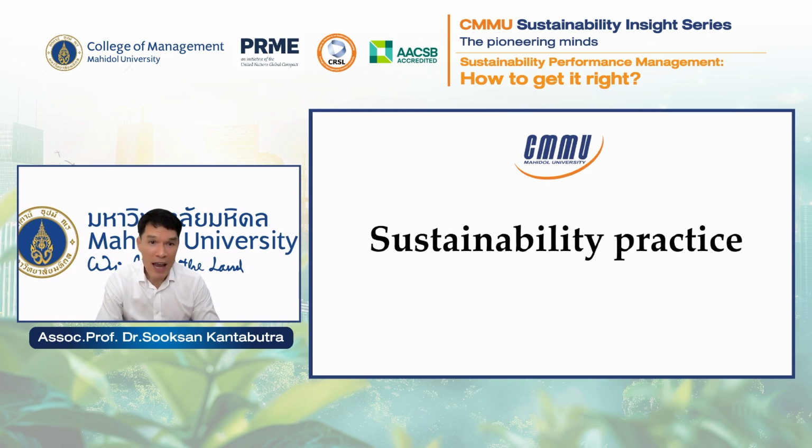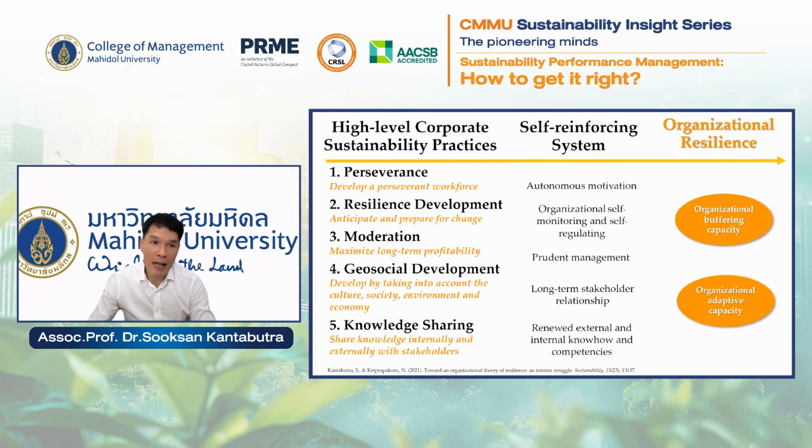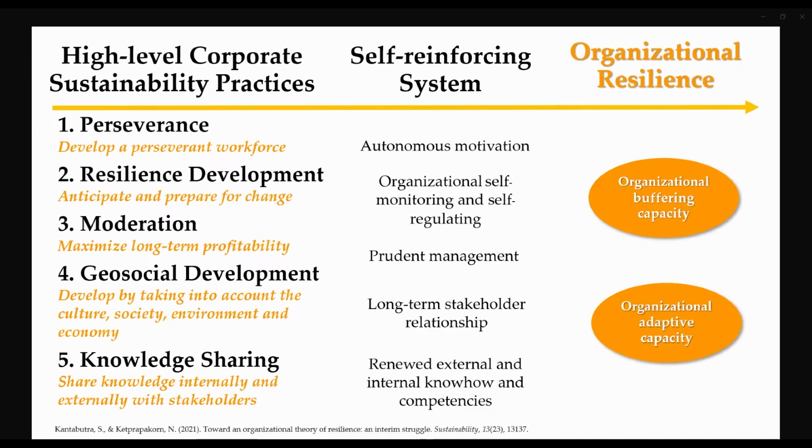Now, once you have the right strategy, the next thing is to practice, the sustainability practice. This is probably where you focus the most in your organization, because it is something that you can see. There are 5 practices here. Number one is called perseverant.